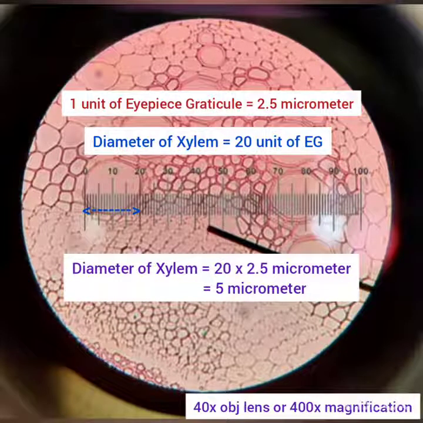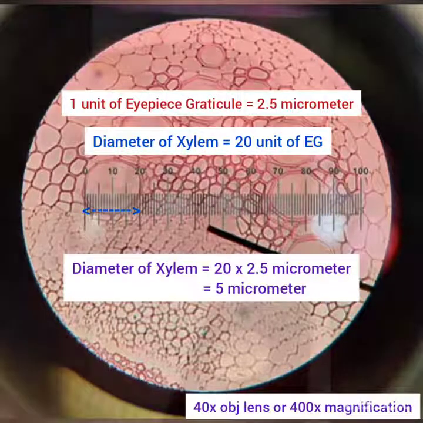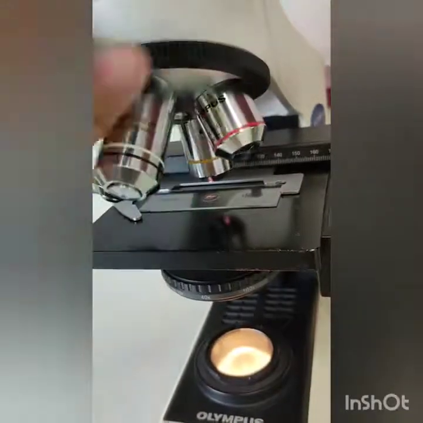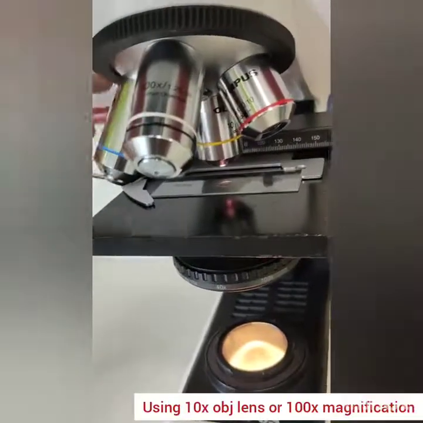So once you align the eyepiece reticle with the stage micrometer, you are good to go on that magnification for anything that you want to observe. However, if you want to change the magnification, what you see in the eyepiece reticle will be completely different. So you need to calibrate your eyepiece reticle with the stage micrometer again for each magnification. For example, I will try to change the magnification.